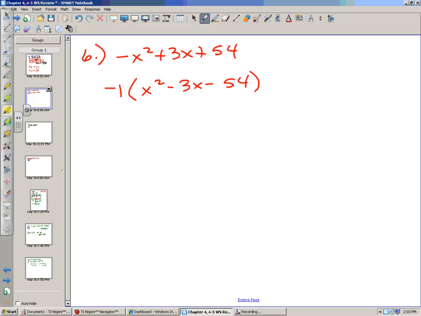Why 2 binomials? It is squared. Do we see that? So I keep that -1 out there, and I put into 2 binomials, x and x. And I need a -54. So what's that mean about my signs?